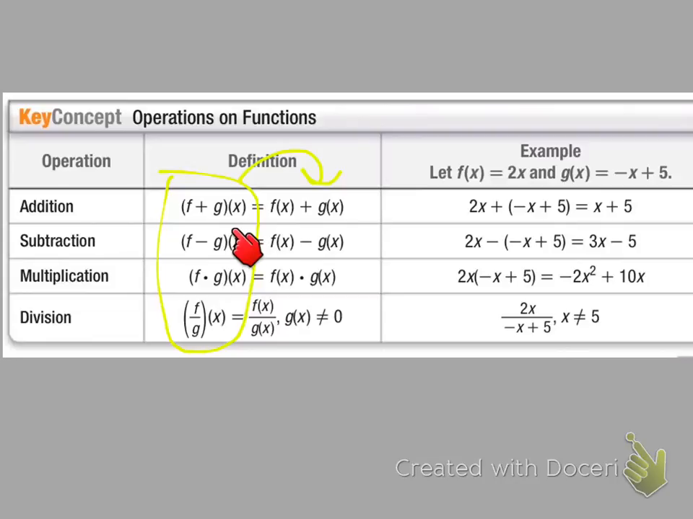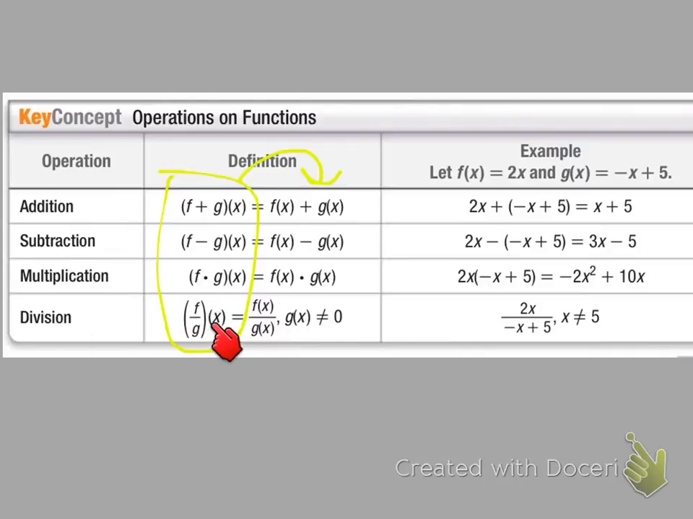Subtraction, and these go the same down the line. You have f minus g of x, which is the same thing as f of x minus g of x. So in the same example, 2x minus g of x, which is negative x plus 5, distribute the negative, combine like terms, 3x minus 5. Multiplication works the same way: f times g of x equals f of x times g of x, so you distribute the 2x through to get this. The weird one is division, and this is where we start growing up a little bit, where we have to talk about our domains and ranges.